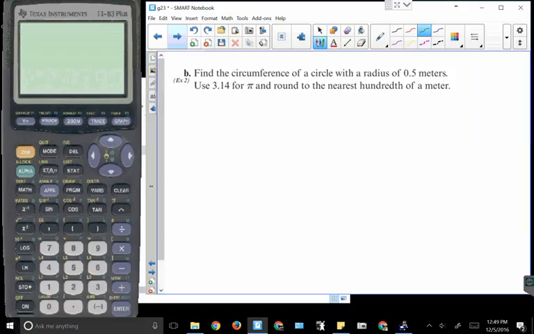Now, as I'm listening to you guys working on this, I hear some things that you're not reading carefully enough. Find the circumference of a circle with a radius of 0.5 meters. So, circumference, pi, 2, and r, right? By the way, is this a legal formula?